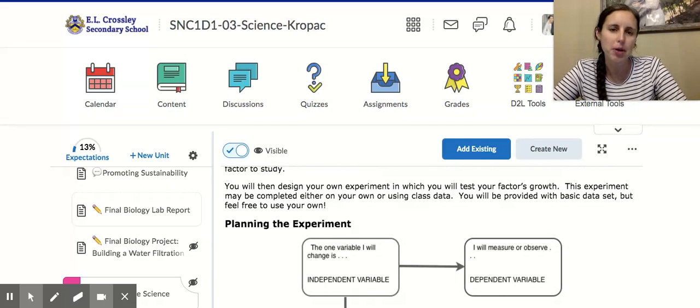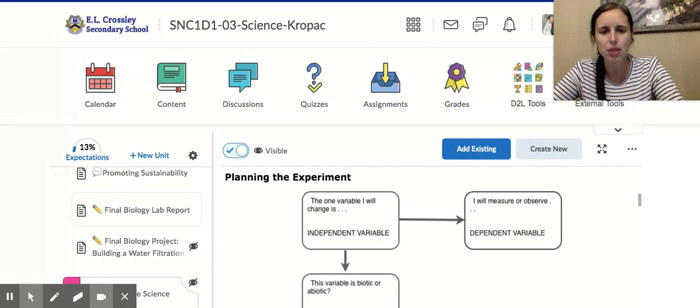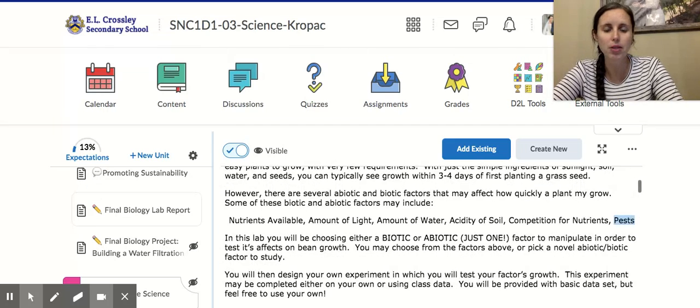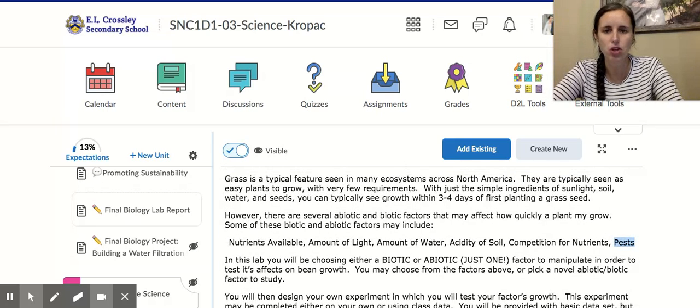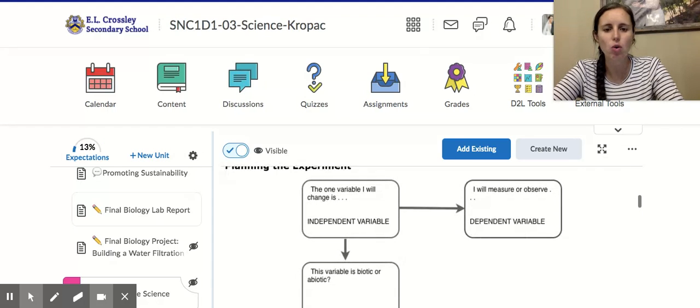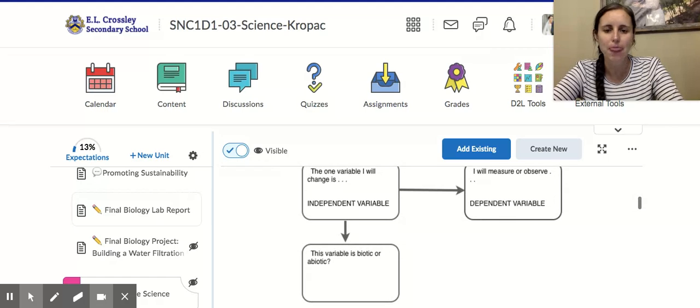Let's talk a little bit about how you're going to plan your experiment. Once you plan your experiment, you want to think about the one variable that you're going to change. So the variable you're going to change is going to be one of these. You're going to be changing nutrients. You're going to be changing the amount of light. You're going to be changing the amount of water. So you want to make sure you only change one variable. You want to tell me, is that variable biotic? Is it living? Or is it abiotic?